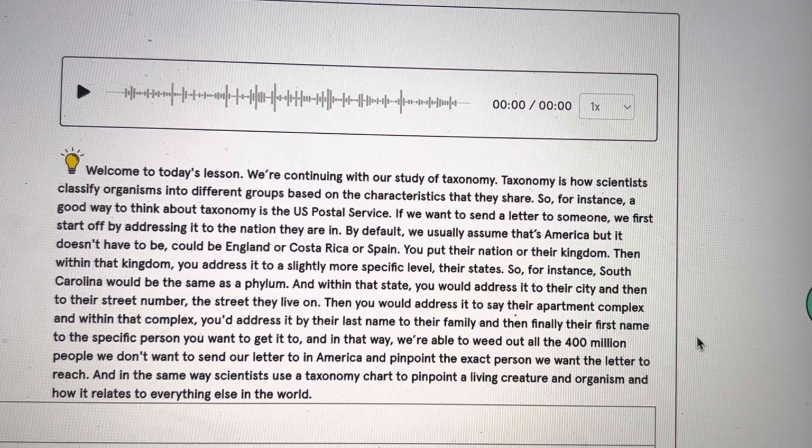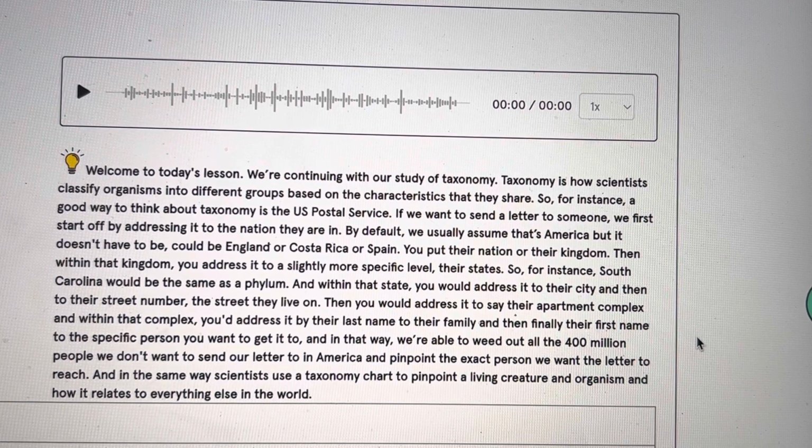Then within that state, you would address it to their city, and then to their street number, the street they live on. Then you would address it to, say, their apartment complex, and within that complex, you'd address it by their last name to their family, and then finally their first name to the specific person you want to get it to. And in that way, we're able to weed out all the 400 million people we don't want to send our letter to in America and pinpoint the exact person we want the letter to reach.